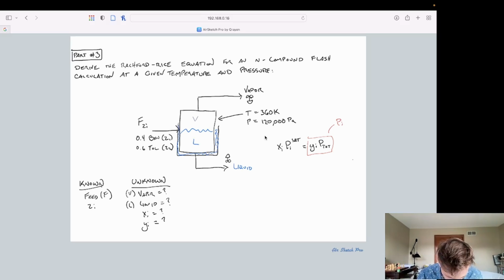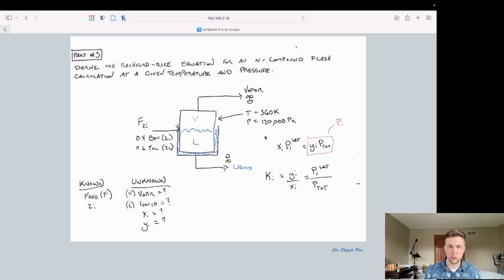And this is going to allow us to then consider xi and yi as a ratio of each other. And here's where we're going with this. If we call the ratio between the vapor and liquid mole fractions of both of those phases Ki, then we will have Ki equals yi divided by xi. Now this equals the pure component vapor pressure for each component divided by the total pressure.